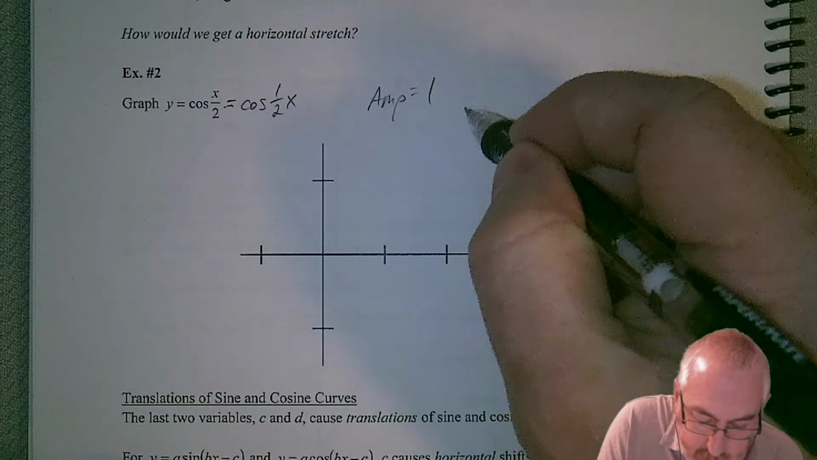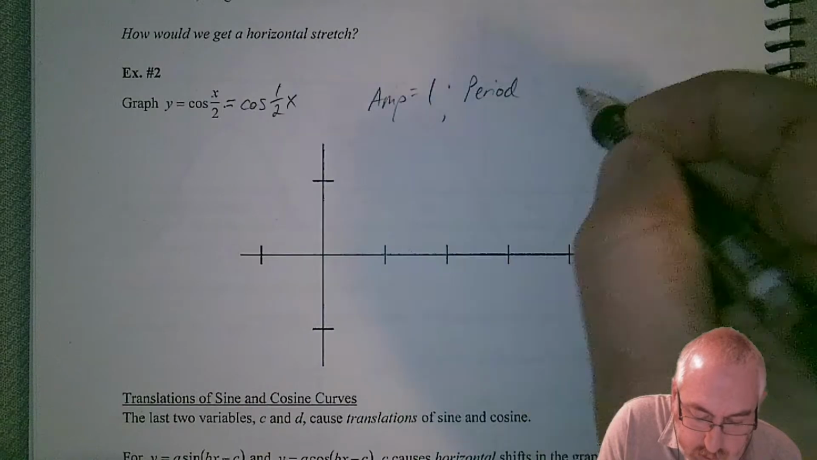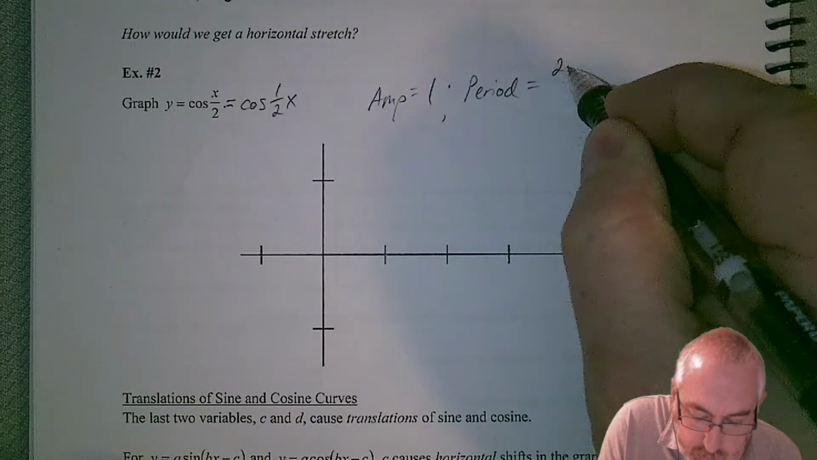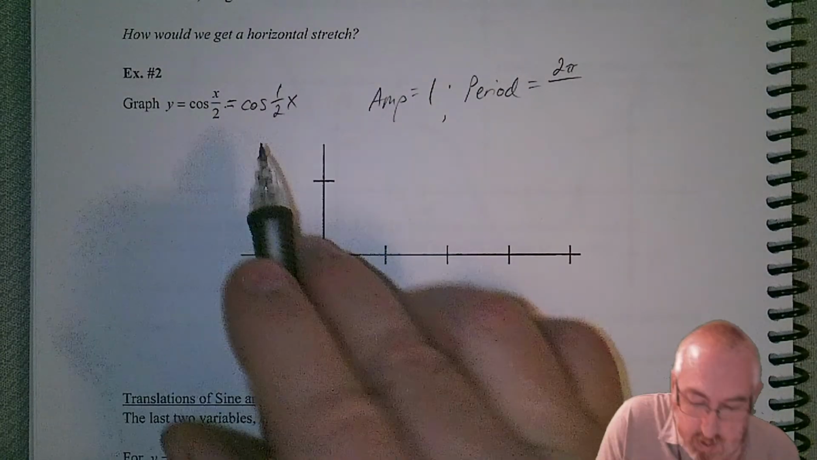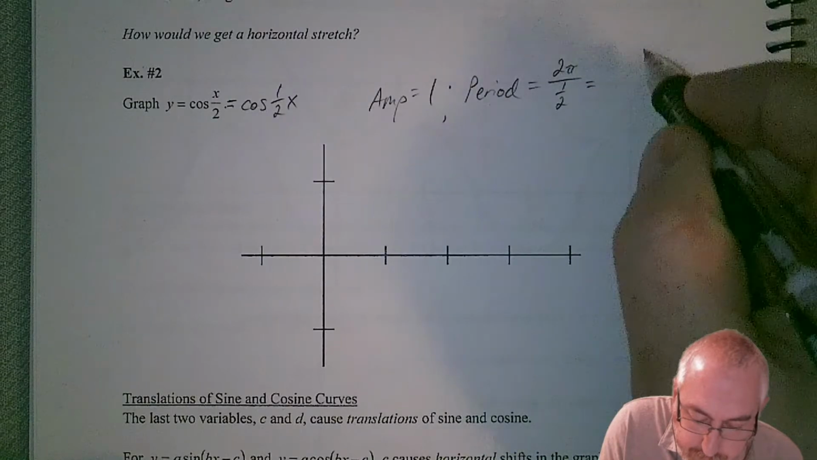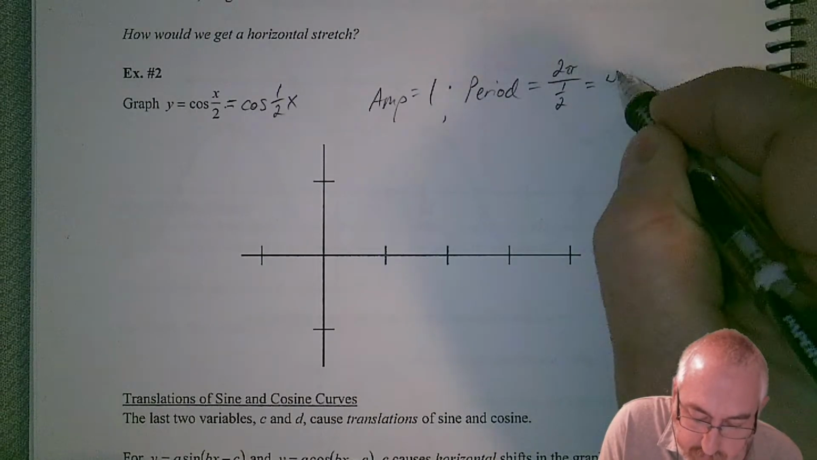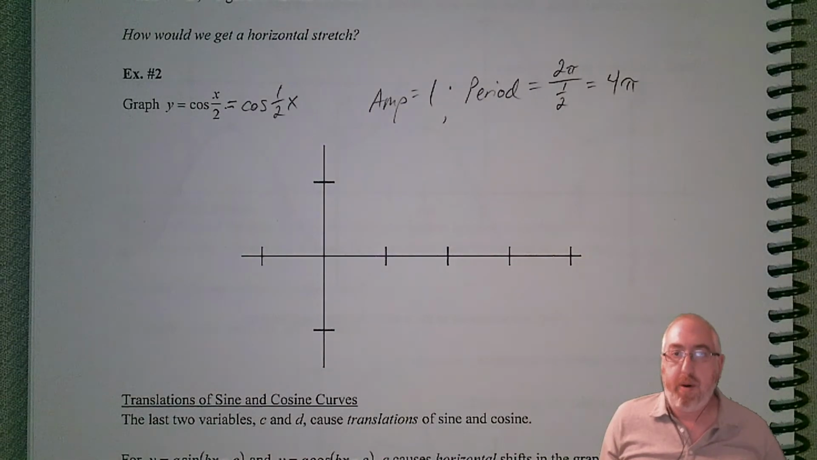And now we also know our period. So our period should be equal to 2 pi over b. Now b in this case is 1/2. So if we substitute 1/2 in here and simplify this, we're going to get 4 pi. So 4 pi is now the period.